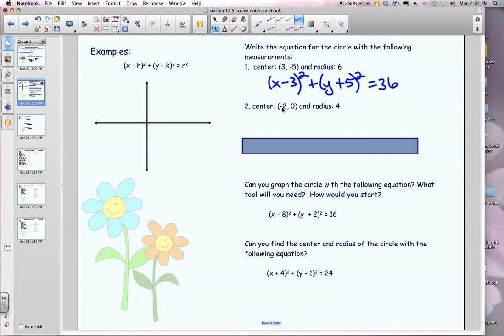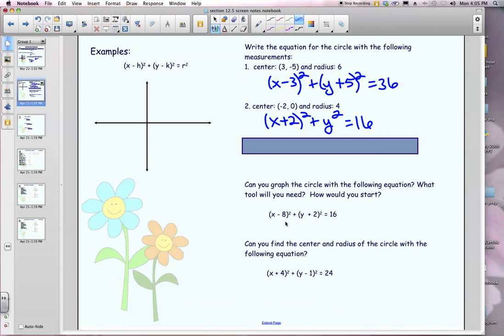Let's try another one. X minus, but then it's negative 2, so it becomes plus 2 squared, plus, now it's a 0. The y value is 0. So you can either write y plus 0 quantity squared, or you can simply write y squared, because the y would still be squared, but there's no extra value there. And then equals, the radius would be 4, so we would square that to put on the end, so it would be equals 16. That's how you would write the standard form of that equation.